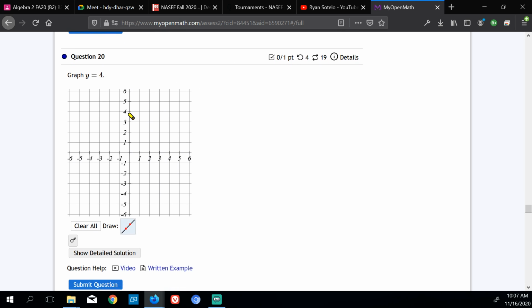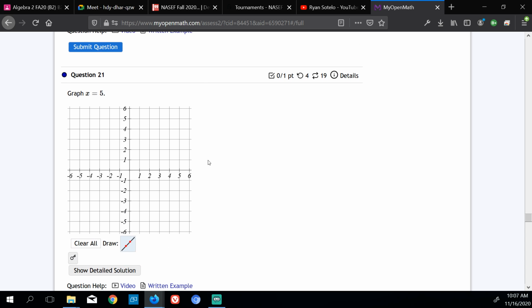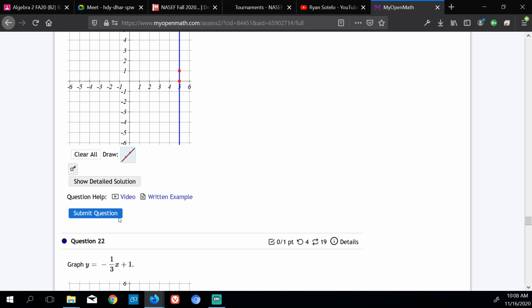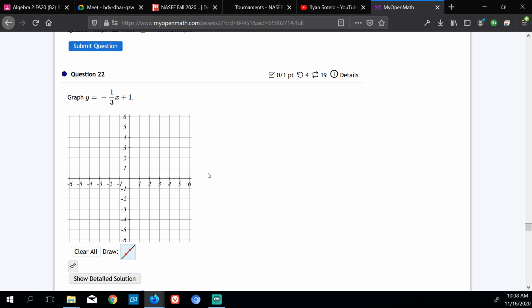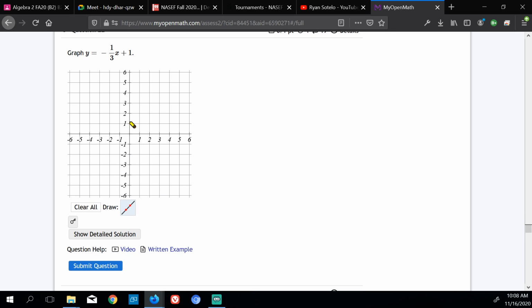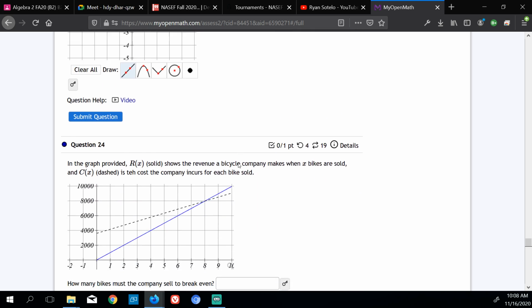Y equals 4. It's pretty much the same. X equals 5? So you should go right 5, up 1. Right, 5, yeah. There you go. Where do I start on this one? And then what do I... Round 1 over 30. Good. Nice. All right.